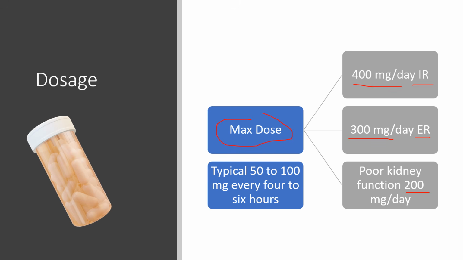Oftentimes, we see the starting dose 50 to 100. So the 50 milligram tablets, that's 1 or 2 every 4 to 6 hours. Again, we only want to use it for what is needed for the pain. When you go over and you take more than what you need, that's where you can become dependent on it, or addiction potential is there.